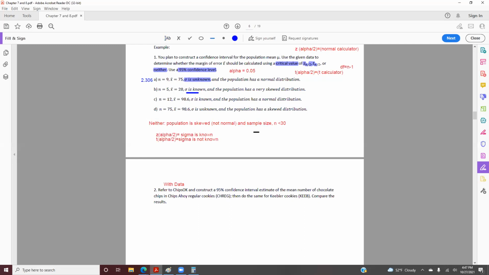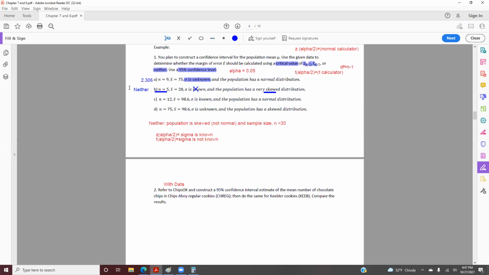Well, it is neither because the sample size is less than 30, and the population is skewed. So do we care about the sigma in this case? No. So this answer is neither.